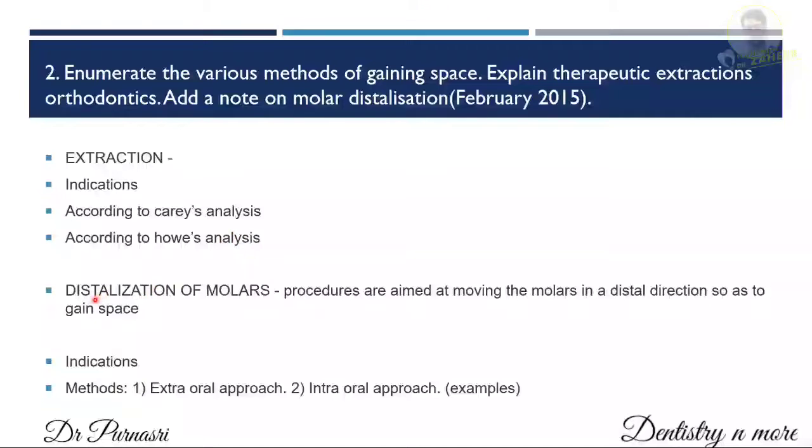Then coming to the third part of the question, distalization of molar. So you write what is distalization. So these are the procedures aimed at moving the molars in distal direction so as to gain space. Then you write about the indications for distalization. When do we do distalization? What are the types of patients in which we do distalization? Then the methods. There is extraoral approach, the intraoral approach, and the examples, that is the appliances used for it. Extraoral, for example, the headgears. Intraoral, you can write about the pendulum appliance and the other various appliances that are available.